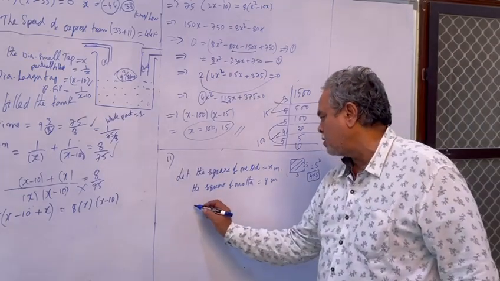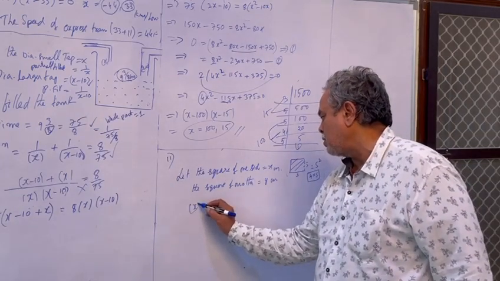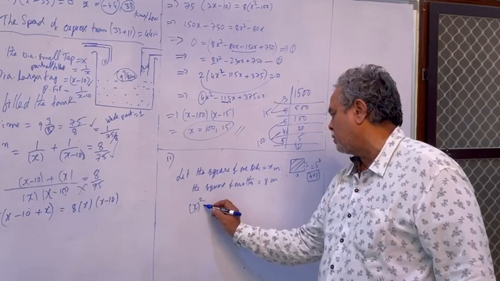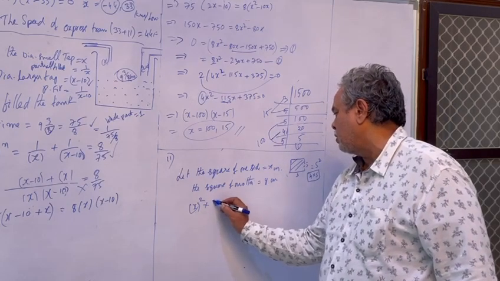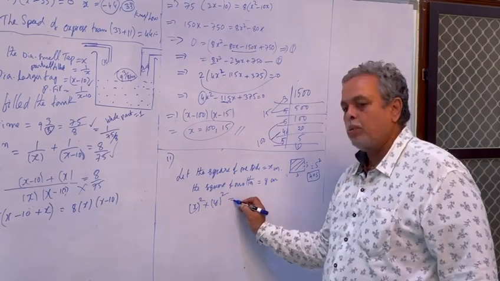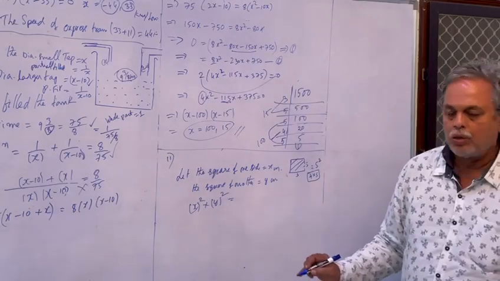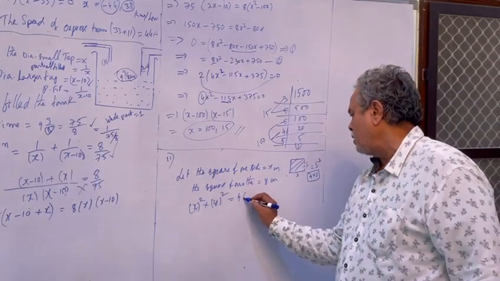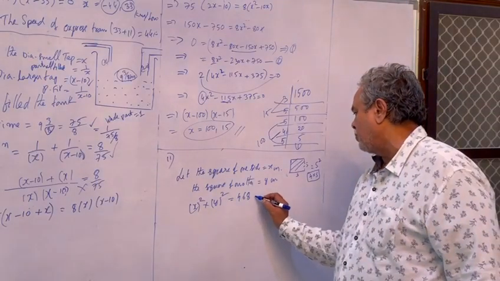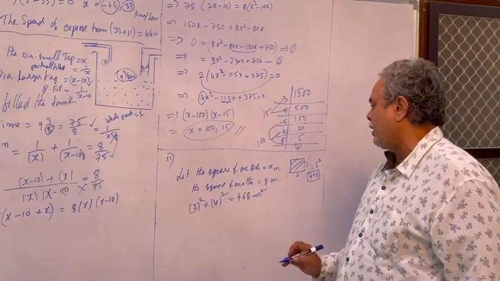x square plus y square is equal to how much? Sum of squares is equal to how much is given? 468 meter square.